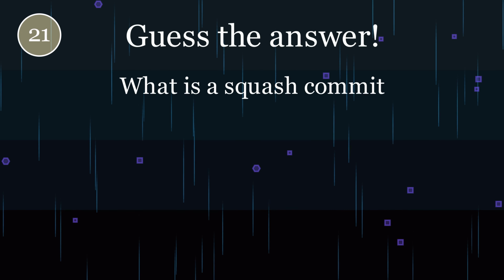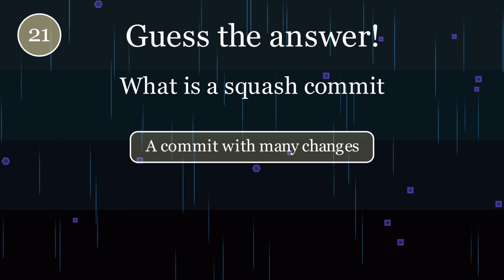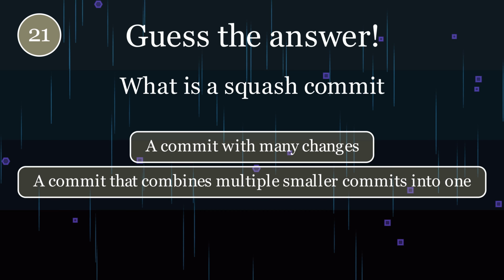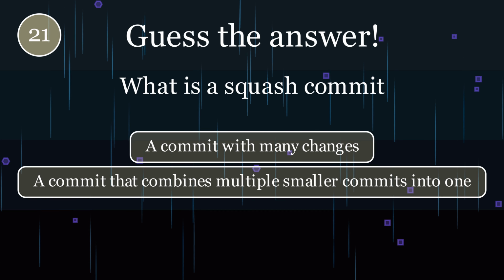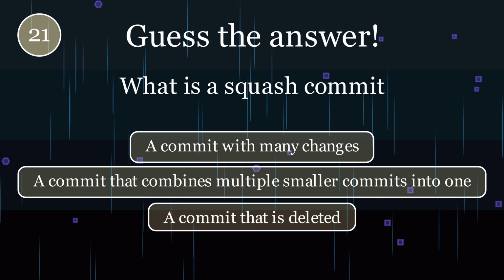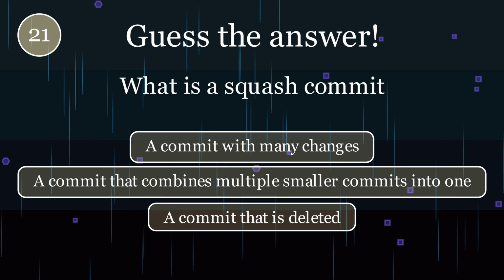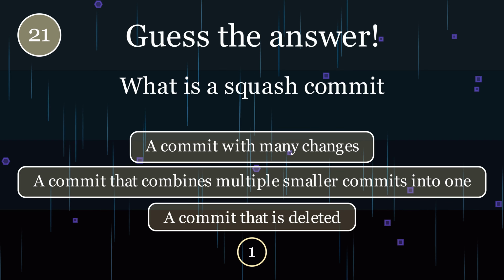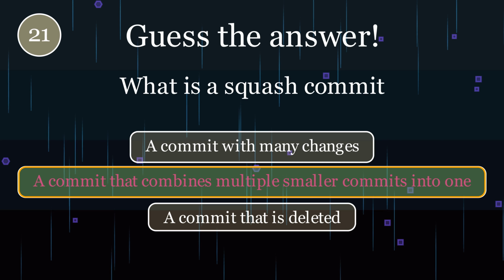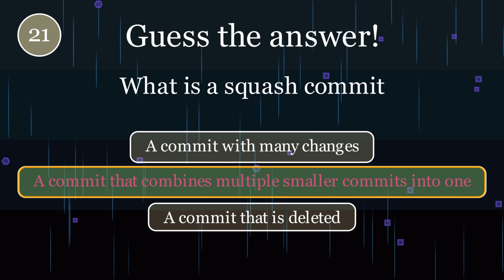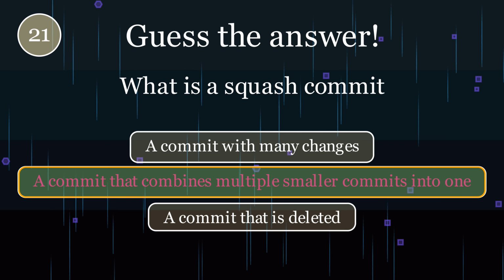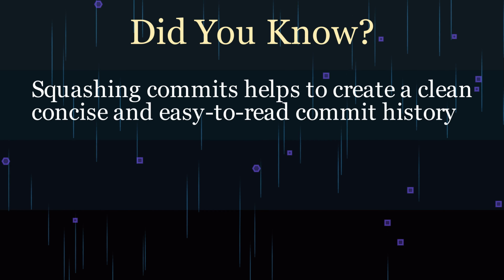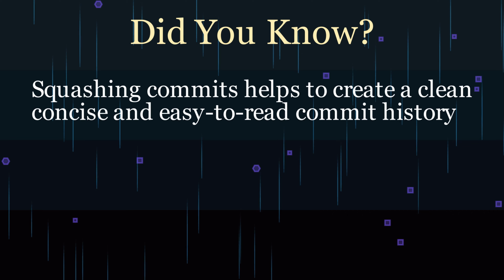What is a squash commit? A commit with many changes. A commit that combines multiple smaller commits into one. A commit that is deleted. The correct answer is a commit that combines multiple smaller commits into one. Surprising trivia: squashing commits helps to create a clean, concise, and easy-to-read commit history.